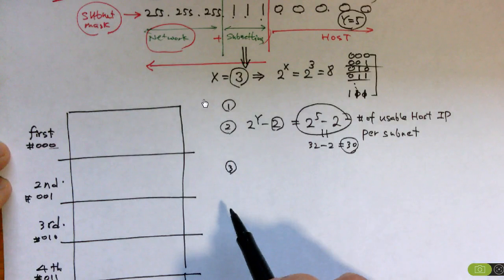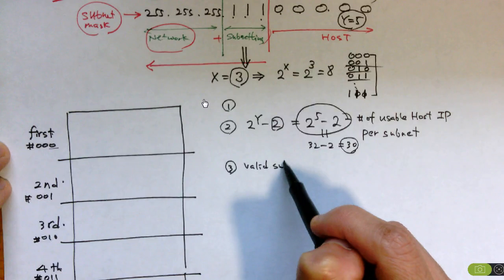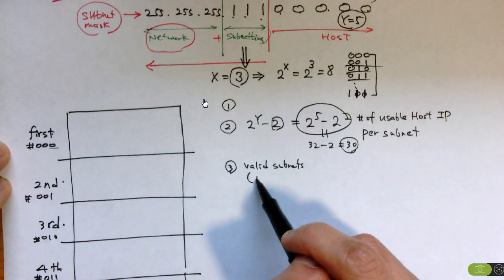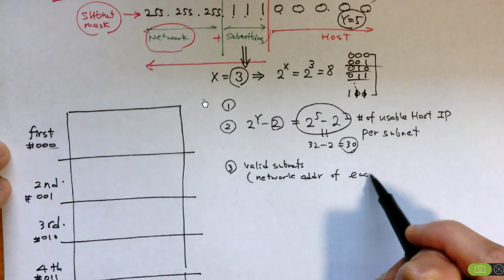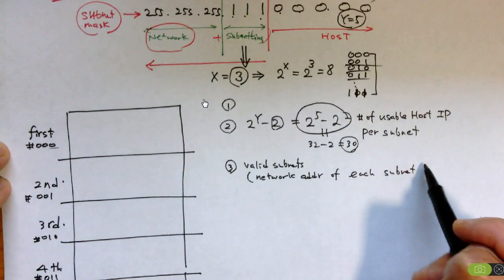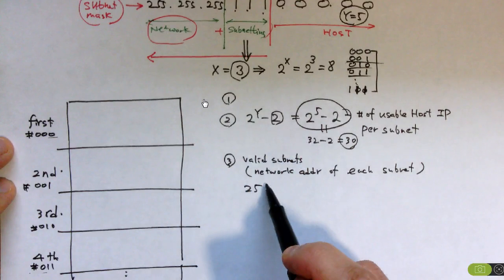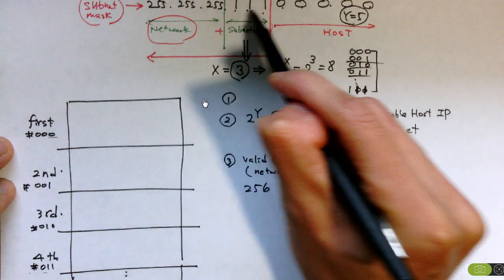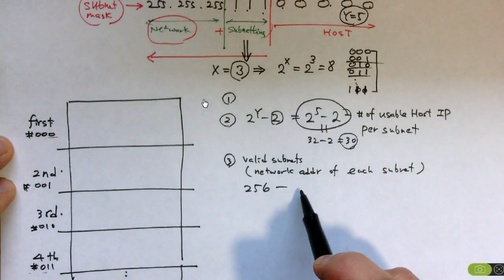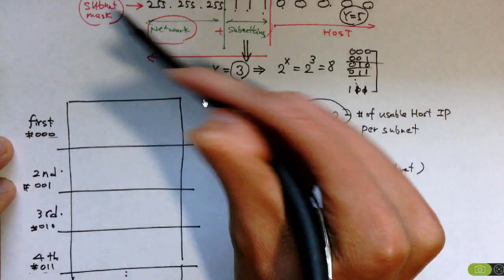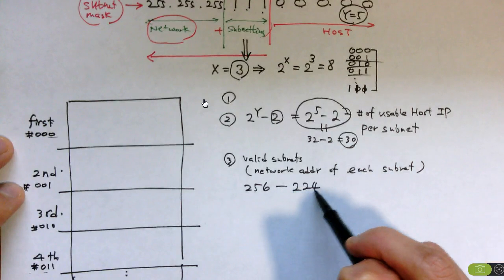So what are the valid subnets? Valid subnets means the network address of each subnet. Okay, so what is the network address of each subnet? Let's use the formula. 256 in this case minus what? This is 224, right? And then the formula said you have to subtract your subnet mask value, in this case 224. So 256 minus 224, then you have 32.